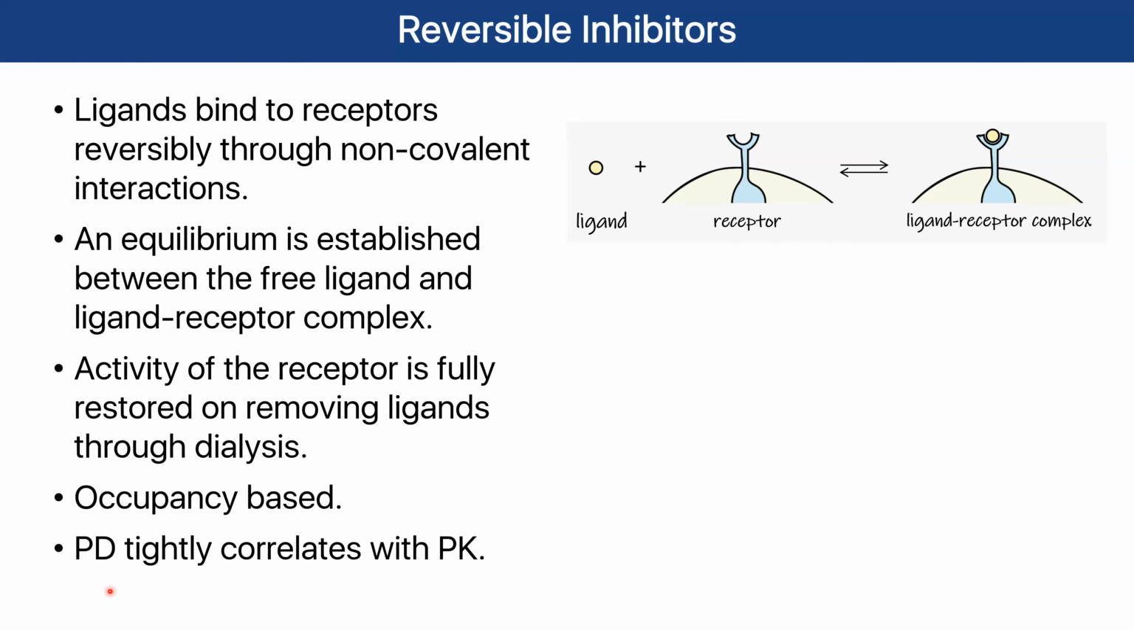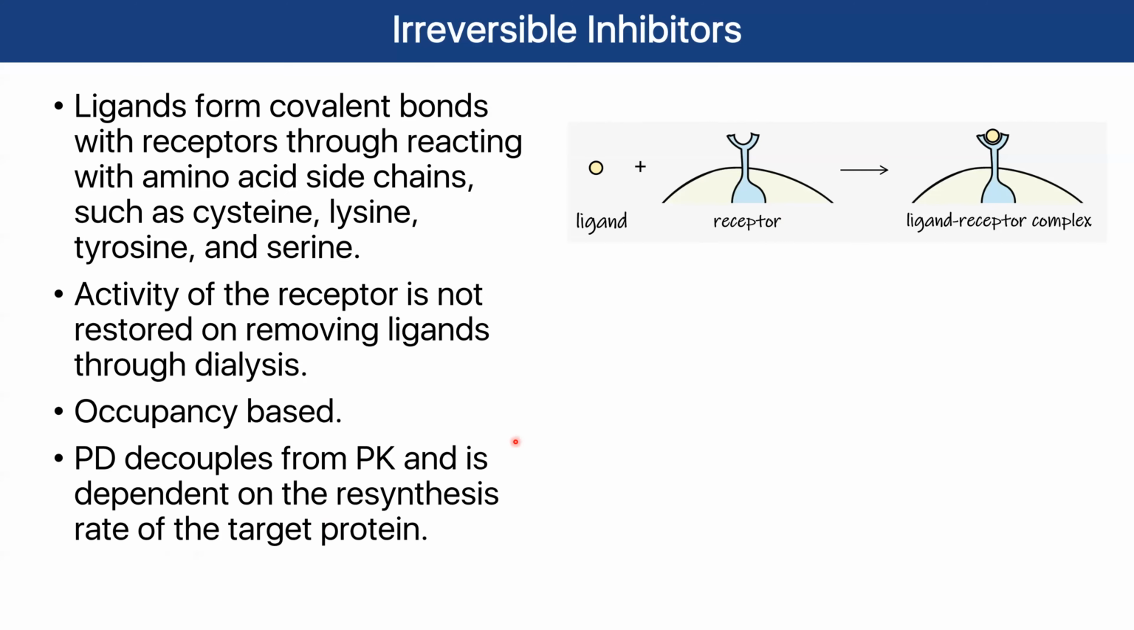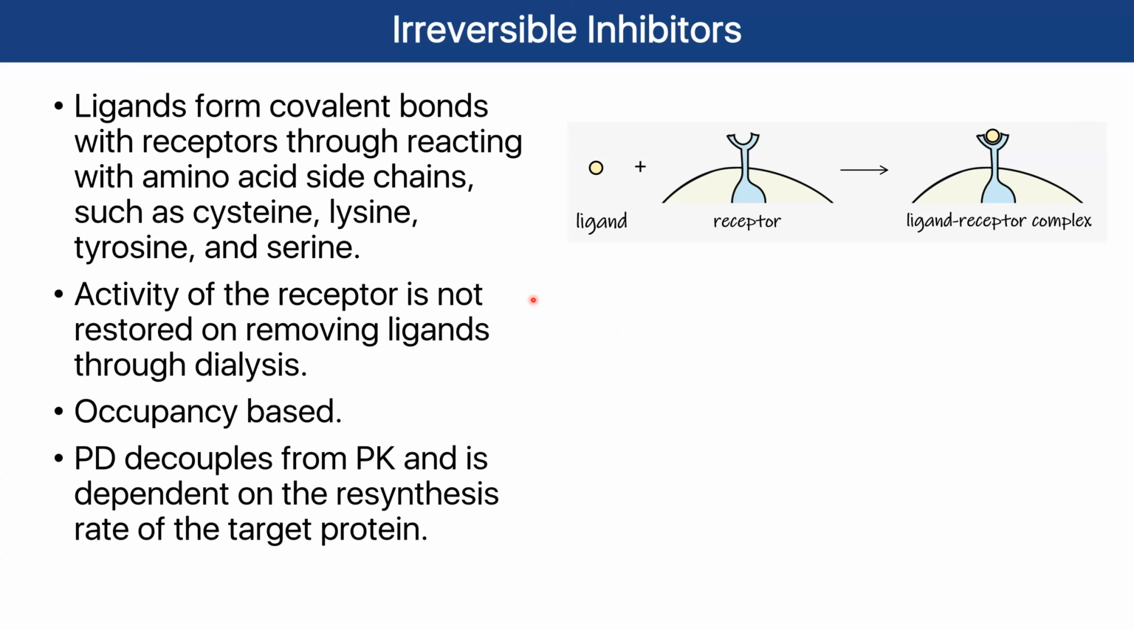couple of slides. Because of this equilibrium or this reversible process, the pharmacokinetics and pharmacodynamics are tightly correlated with each other, right? Once you remove the drug from the system, your pharmacodynamic response is going to decrease too, because you shift the equilibrium to the left. So this is basically the most commonly the classical PKPD relationship.